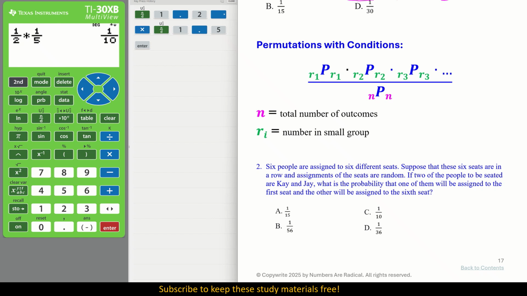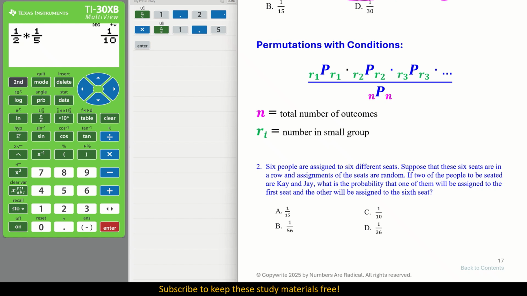Number 2, 6 people are assigned to 6 different seats. Suppose that these 6 seats are in a row and assignments of the seats are random. Those 2 sentences scream permutation, and a randomness that matters. So placement matters. We aren't going to be specific, but once someone is placed, then that is their placement. We can't have a change of placement. That's what I'm trying to say.